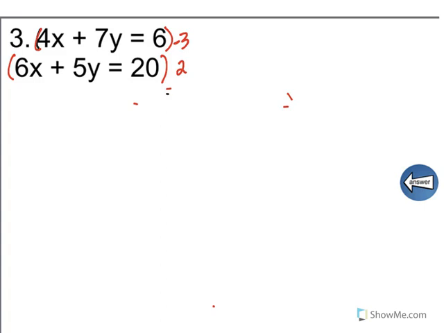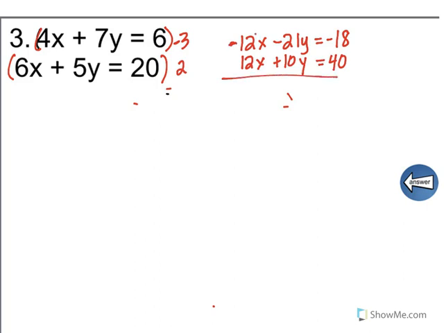4 times negative 3 is negative 12x minus 21y equals negative 18. Remember to multiply it by everything. The bottom is going to be positive 12x plus 10y is equal to 40. Again, multiply everything.